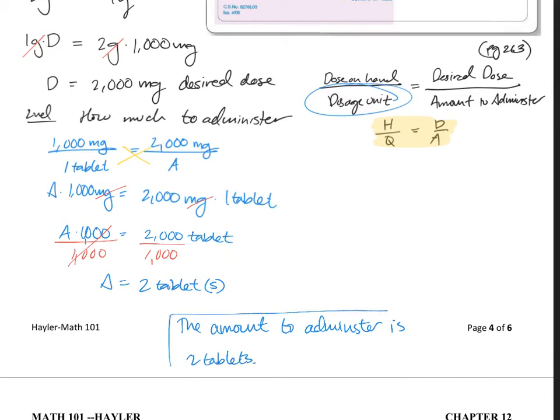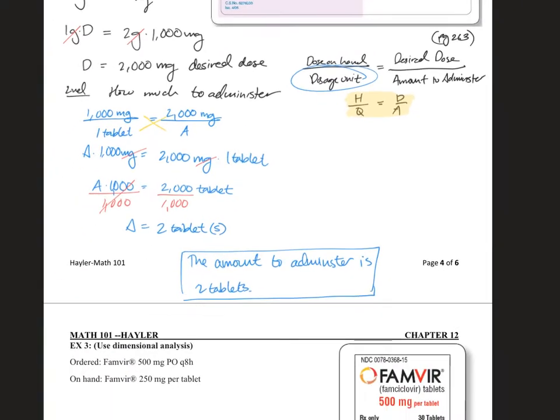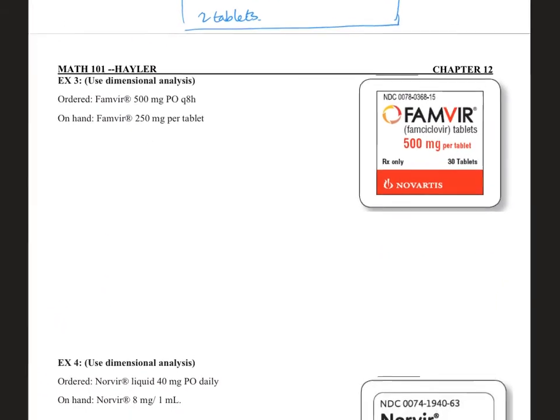So the first step we did was to find the desired dose in the units of what we had on hand, right here, desired dose. And then after that, we went ahead to find out how much to administer. All right, let's go ahead and look at the third example.